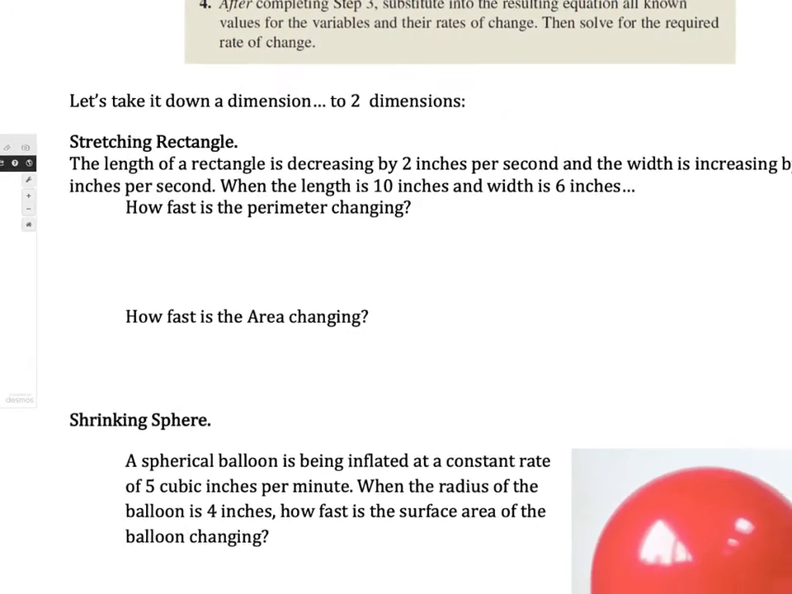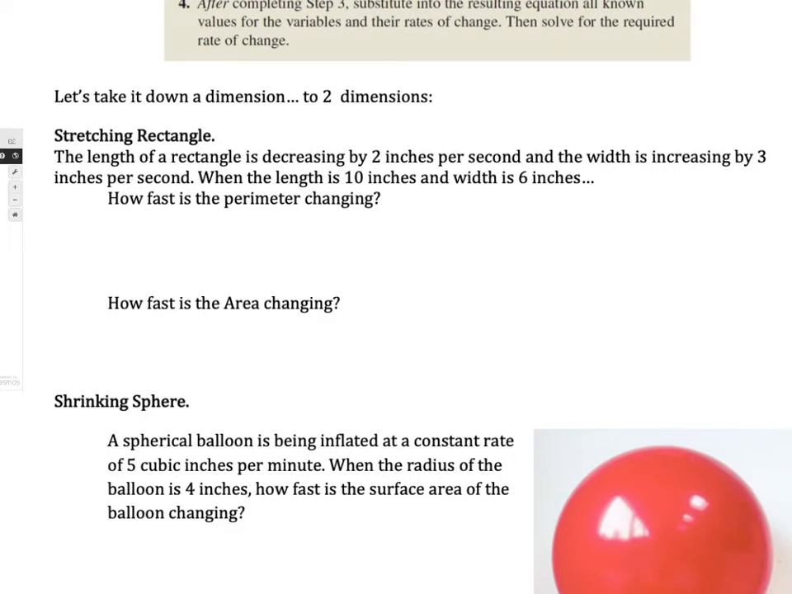So we know that the length of the rectangle is, let's say at some moment in time, decreasing by 2 inches per second. Okay, that's the length. And the width is increasing by 3 inches per second. Okay. And we know that at one moment in time, the length is 10 inches and the width is 6 inches.